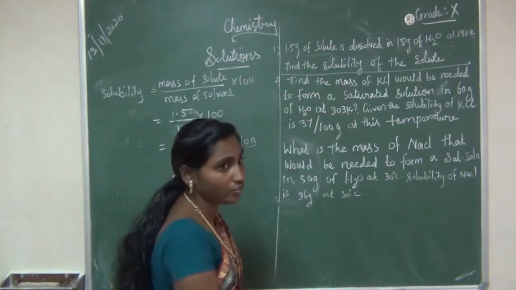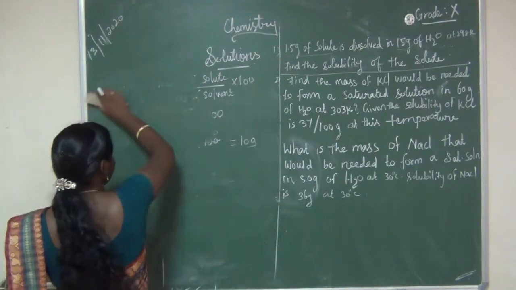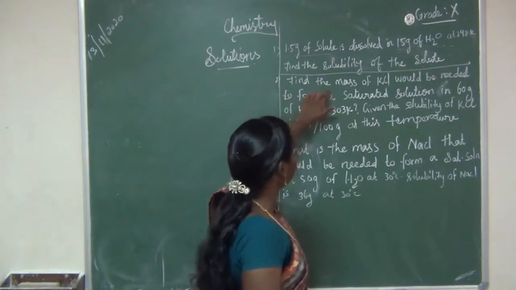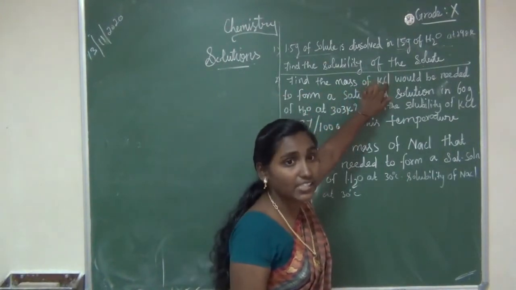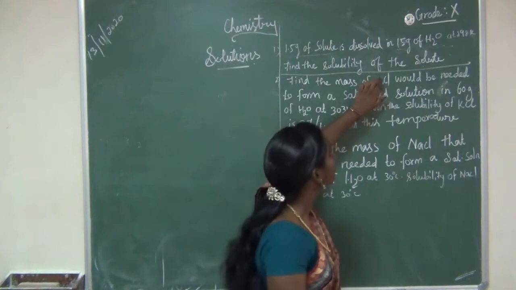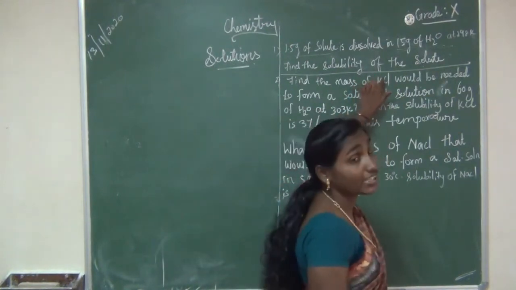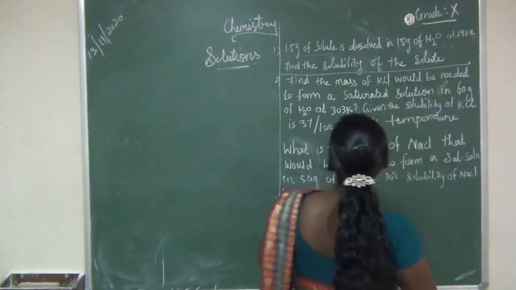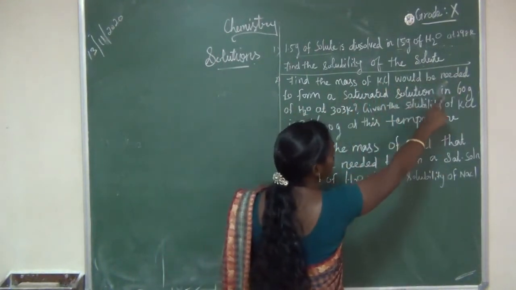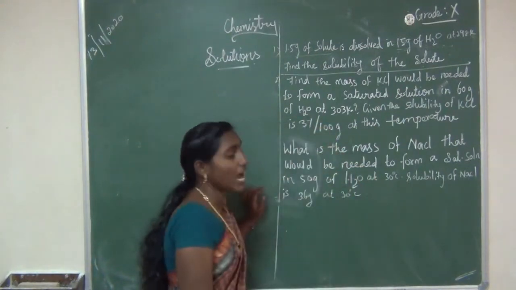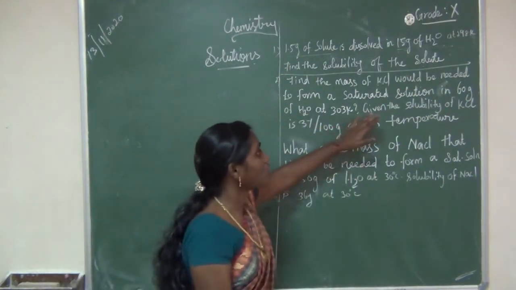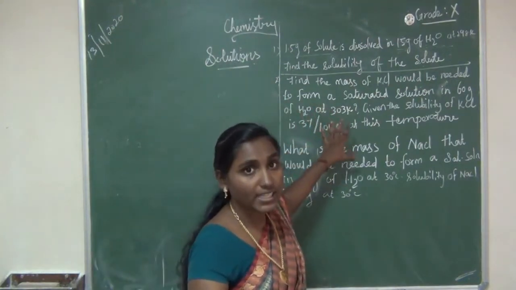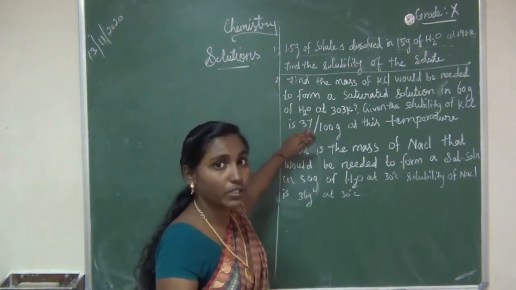Find the mass of calcium chloride. Find the mass of KCl, I mean potassium chloride. I have written the question in short. Find the mass of potassium chloride that would be needed to form a saturated solution in 60 gram of water at 303 Kelvin. Given the solubility of potassium chloride, 100 gram of water can dissolve 37 gram of potassium chloride.